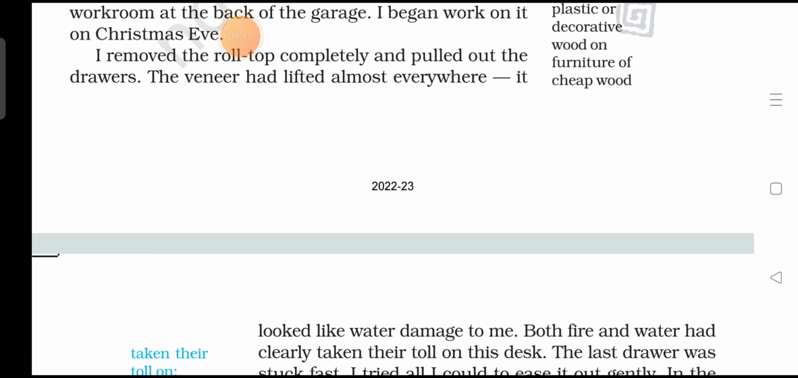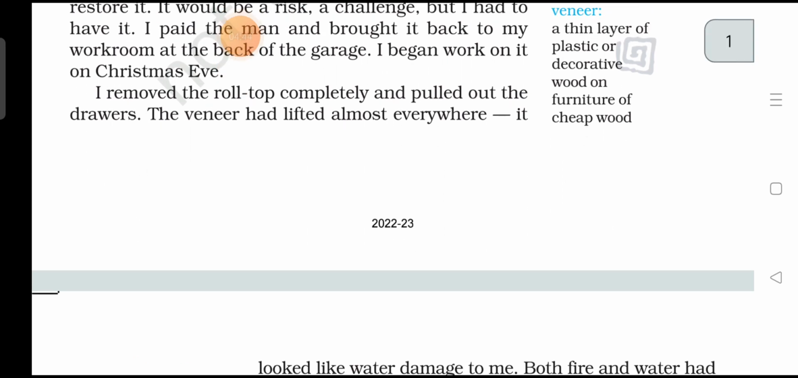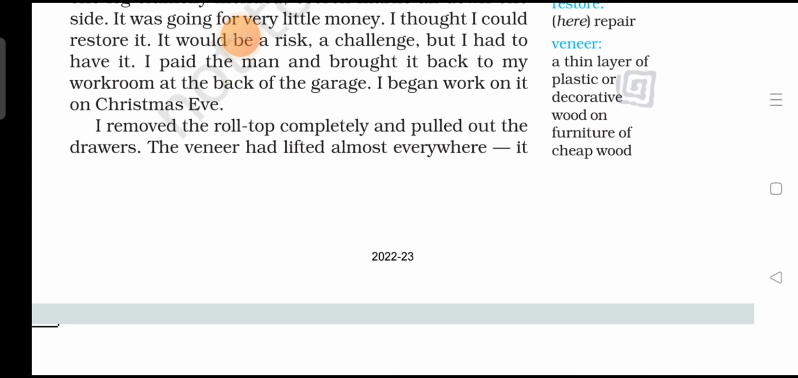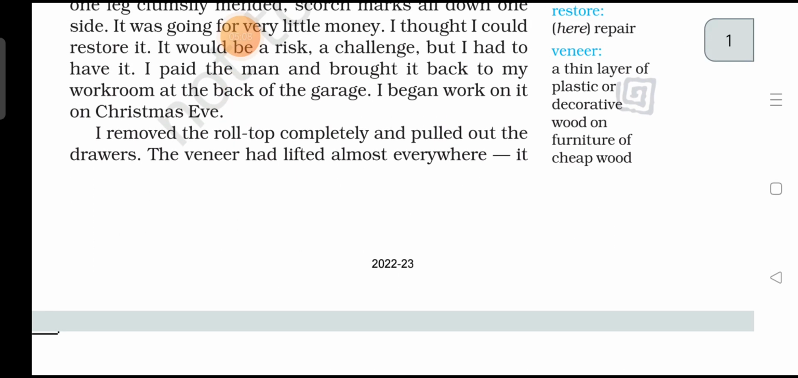Now what happened, workroom at the back of the garage. So the writer has a garage, and beside it, on the back side of the garage, he was working with the roll top table. And on Christmas Eve. What is Christmas Eve? It means the day before Christmas, the evening before Christmas. Means the day before the 25th, the 24th in the evening.